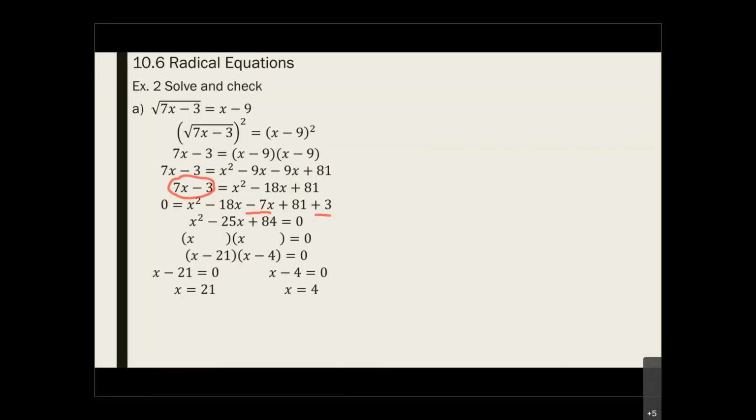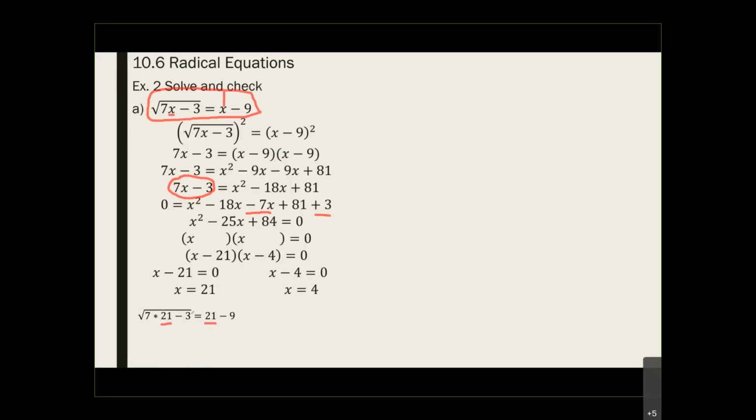But ladies and gentlemen, for this particular problem, you need to check your answer. If you type these two answers on MyMathLab, they will tell you it's wrong. Why? Because if you put in 21, all I did was wherever my x is in my original problem, I plug in 21. This x and this x, I just plug in 21.